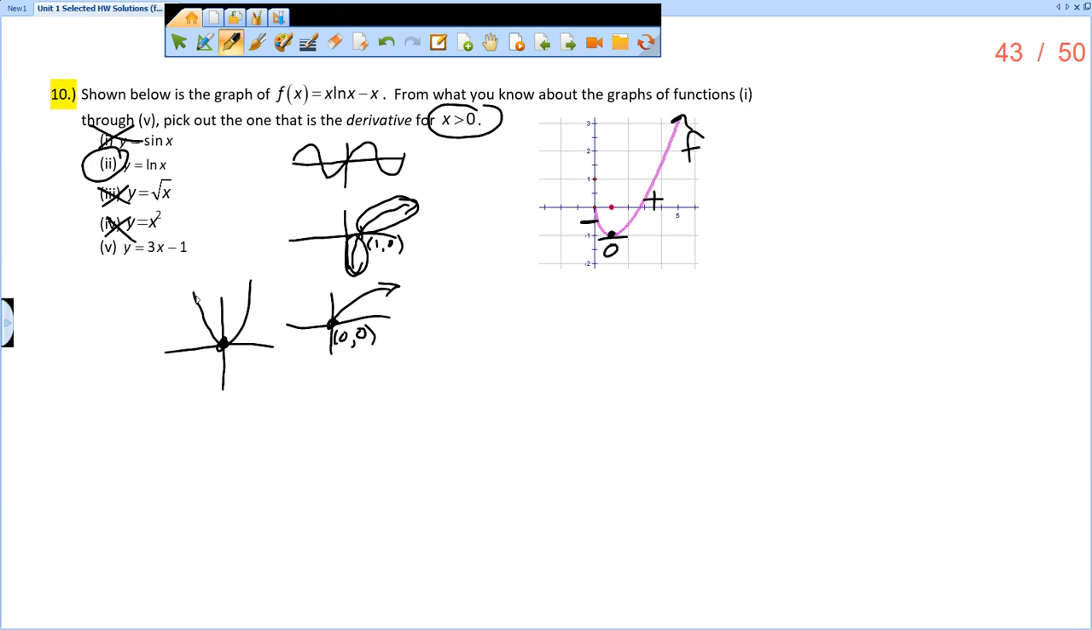What about 3x minus 1? It looks like this. Remember, this is equal to 0 when x is 1/3. So it has a 0 at 1/3, and then it is positive to the right of that, and negative between 0 and 1/3. But remember, it's also defined for values of x that are negative, and this one says only for positive values. And so the answer is 2.